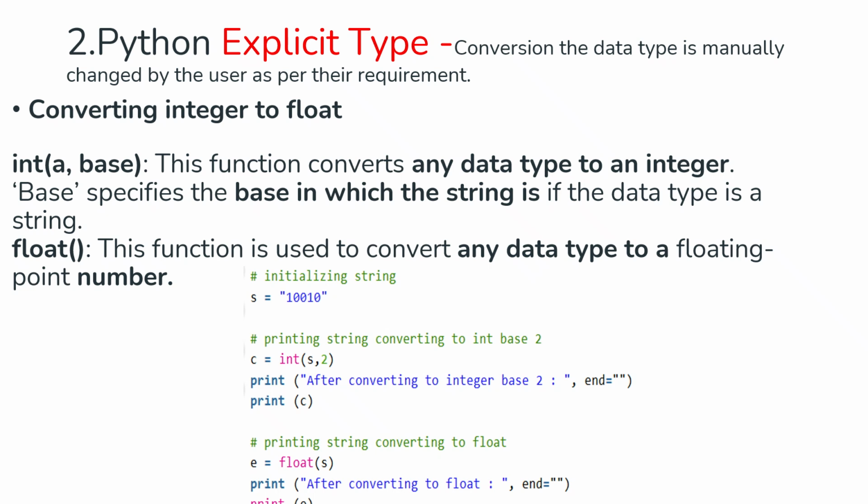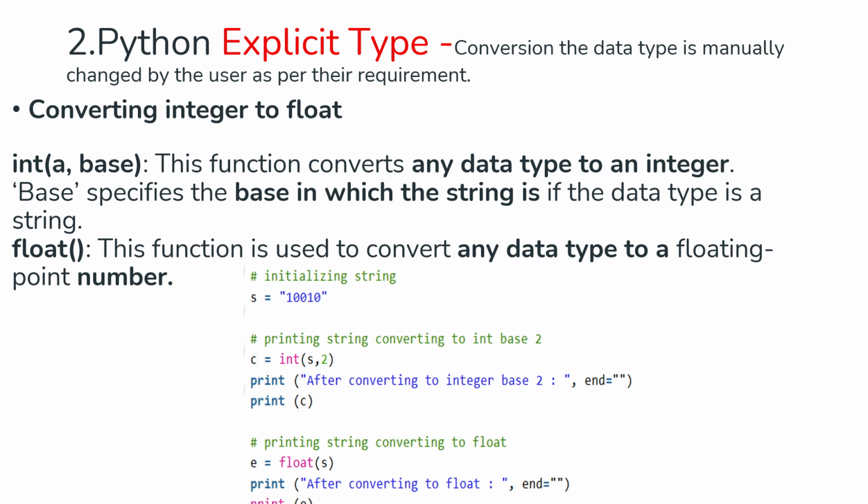Python explicit type conversions. The data type is manually changed by the user as per their requirement, for example converting integer to float. So you can use int of a comma base. This function converts any data type to an integer. Base specifies the base in which the string is. If the data type is a string, float. This function is used to convert any data type to a floating point number.